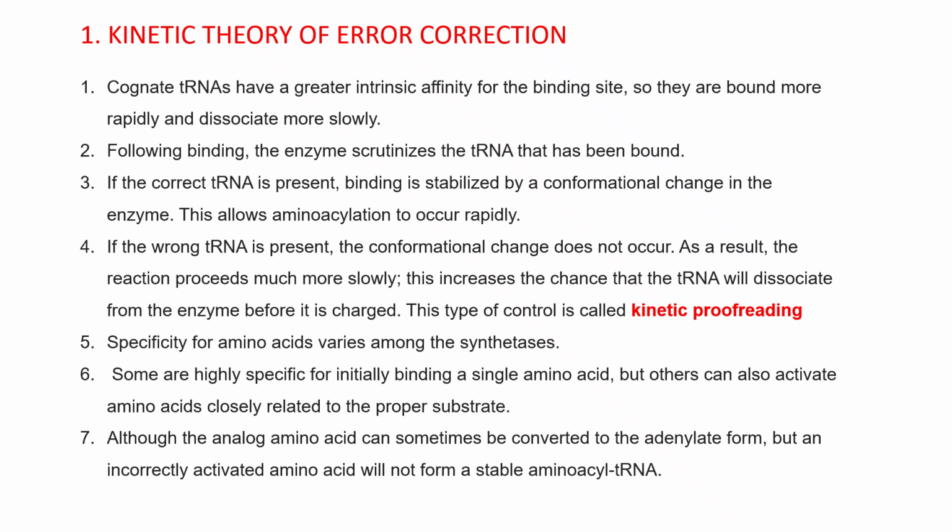So actually, the summary of this theory is, if you have a correct amino acid, correct tRNA match, the energy required for binding is very less. Therefore, the affinity is more. And it will create the correct conformational change leading to aminoacylation or the charging of the tRNA. Whereas, if the tRNA or amino acid is not correct, the match is incorrect, then the binding energies are very high. Therefore, the binding or stabilization will not take place and dissociation will be faster.